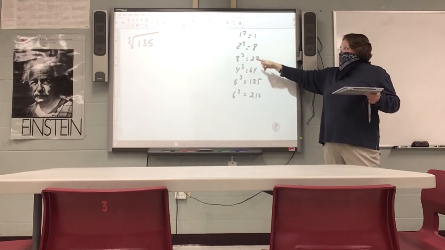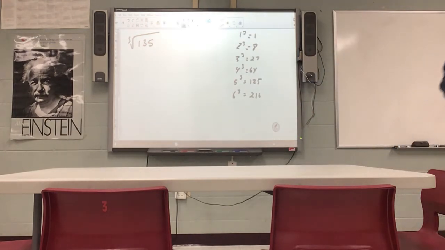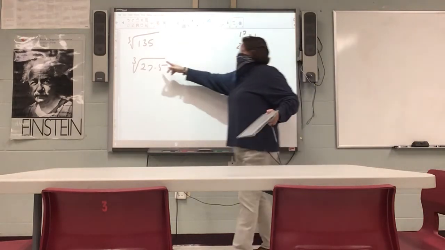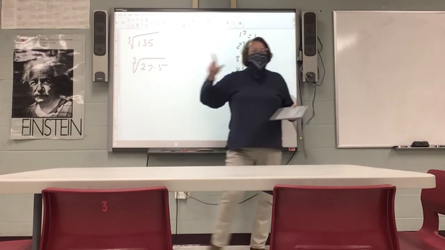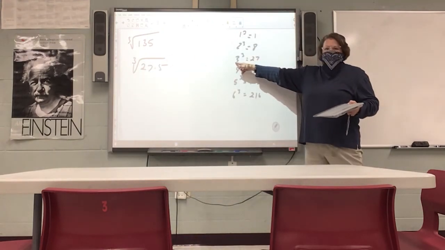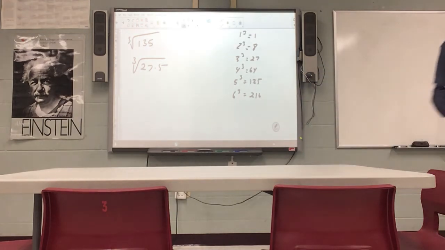So 5 times 27. So we're going to say this is the same as the cube root of 27 times 5. And now just like we did with square roots, the perfect cube will get to come out and play, and the other one has to stay in the house. So the cube root of 27 is 3. So we're going to bring a 3 out to our wiffle ball game. So we got 3 cube root 5, and then 5 will have to stay in. So that would be your final answer.